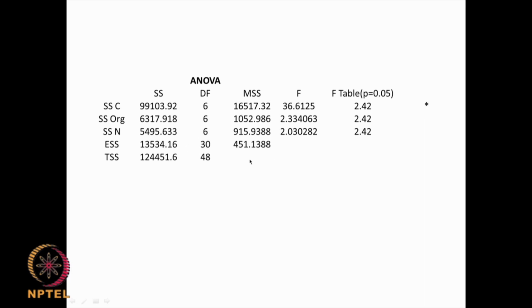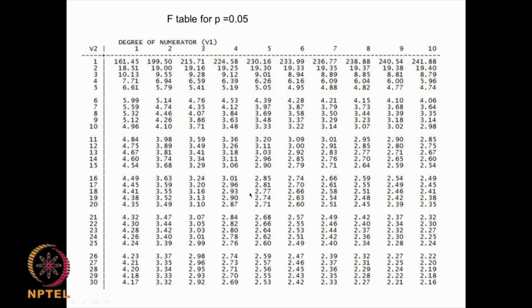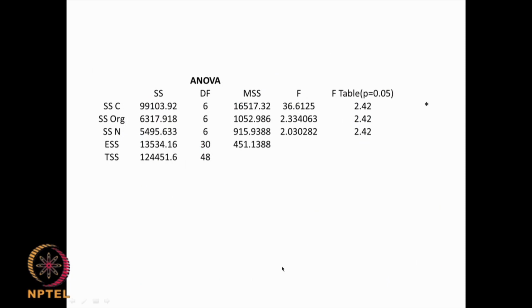So mean sum of squares. How do you do the F ratio? This divided by this gives you 36, this divided by this gives you 2.3, this divided by this gives you 2.03. So these are the F values. Now we need to compare with the F table for 6 and 30 degrees of freedom for a probability of 0.05. So let us go to the table. 6 and 30 degrees of freedom. So 6 we have 30, we go down, 2.42. So 2.42 is your F table value, your F calculated value is 36.6, 2.33, 2.03. So this is larger than the table value, so we can reject the null hypothesis.